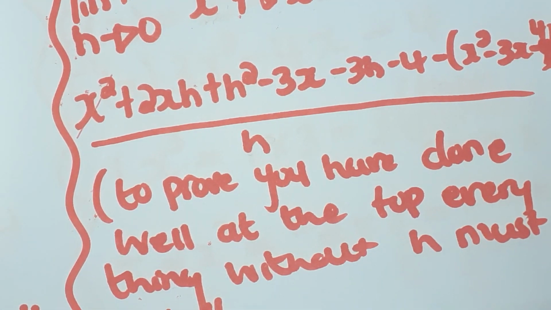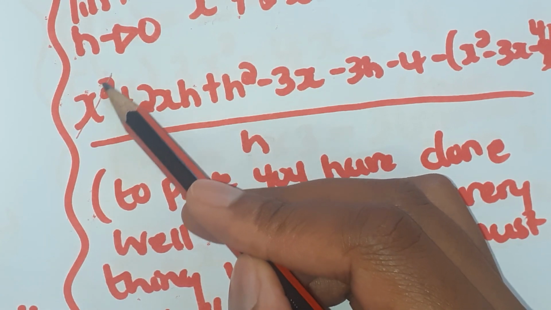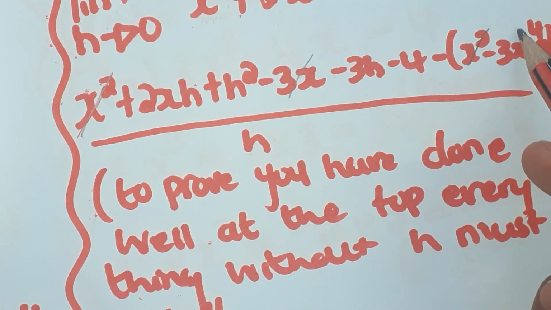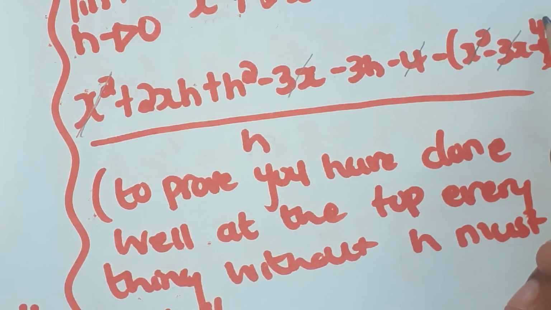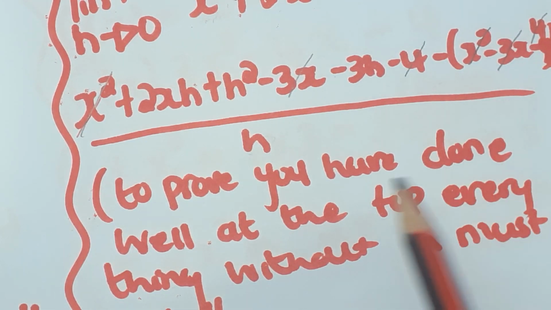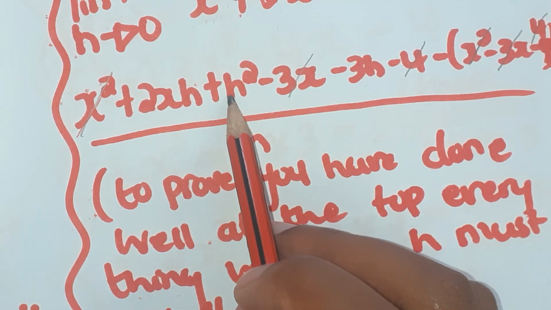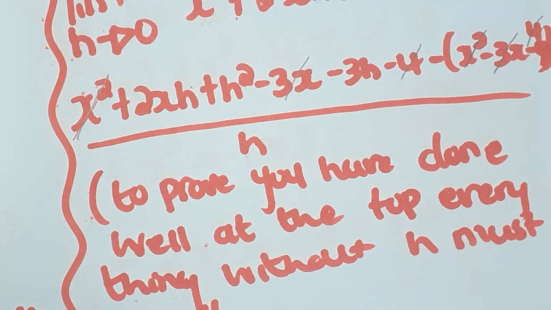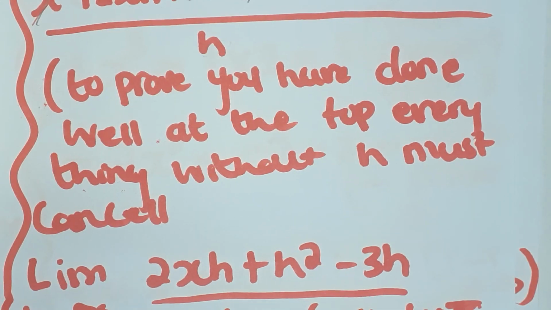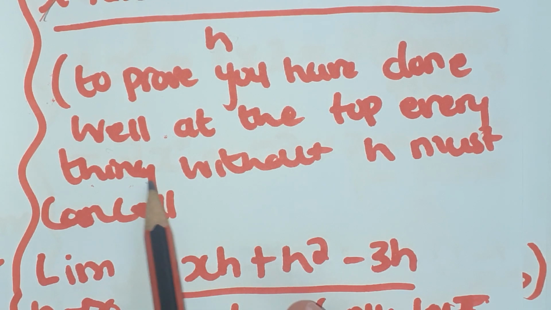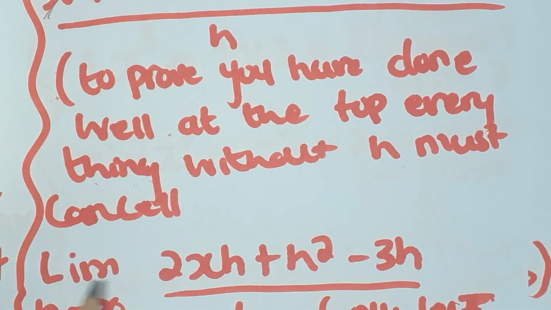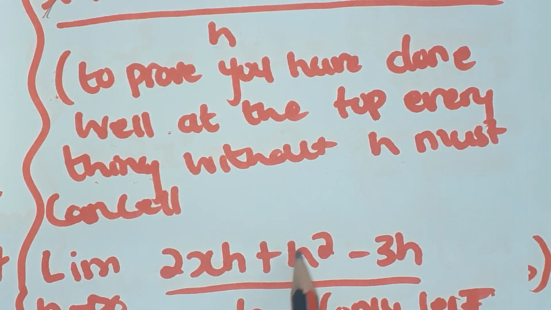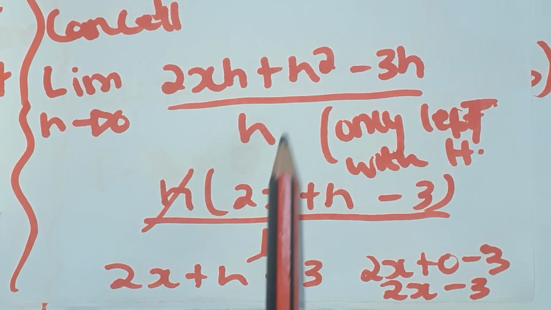And then when you are here, everything that does not have h has to cancel to show that you've done everything right. So x squared and this x squared will cancel. 3x and this 3x will cancel. This 4 and this 4 will cancel. The only things left are 3h, h squared, and 2xh. So everything that does not have h has been cancelled. That means you've done everything correctly. Everything without h must cancel. And then you will be left with this at the top, 2xh plus h squared minus 3h. You see, we're only left with h.